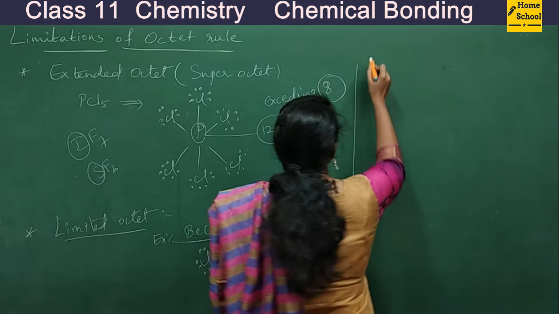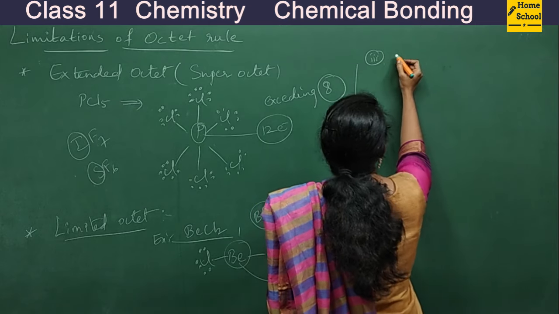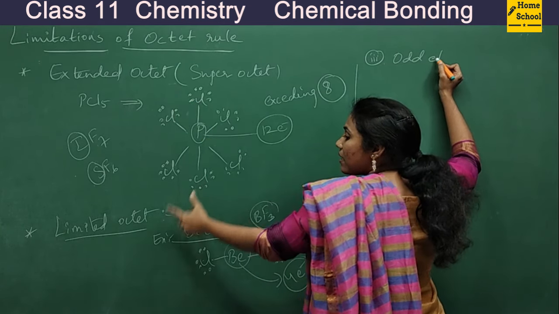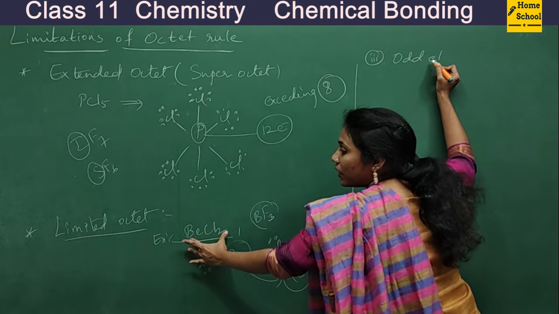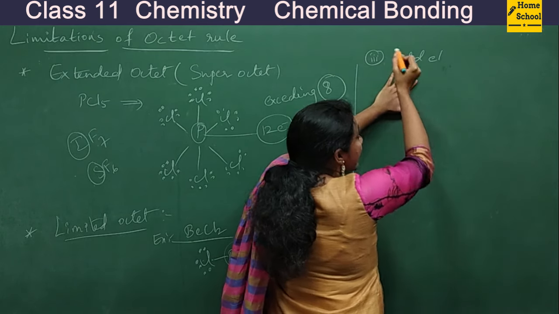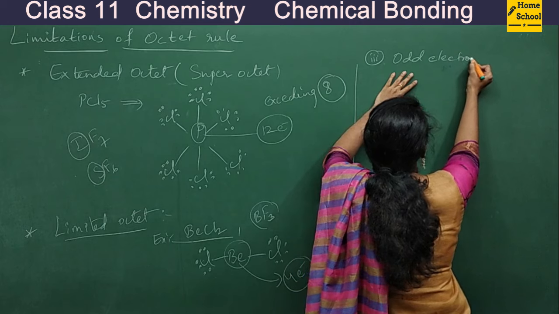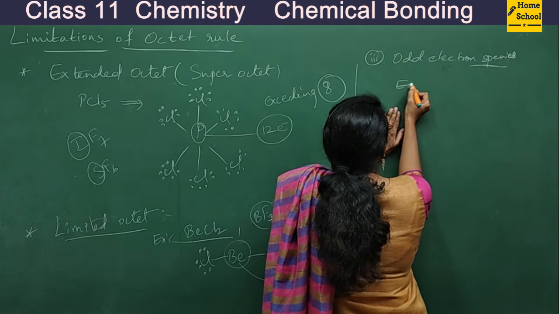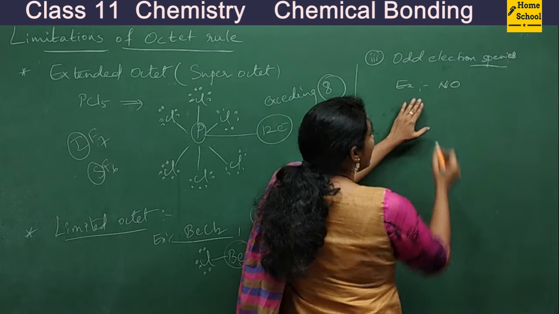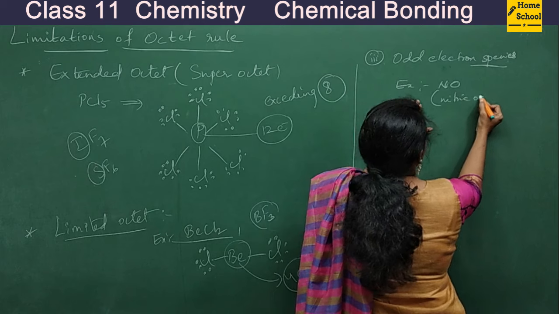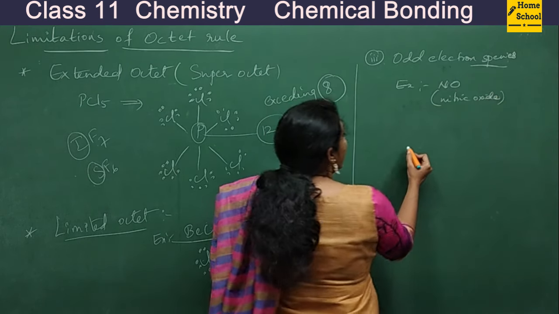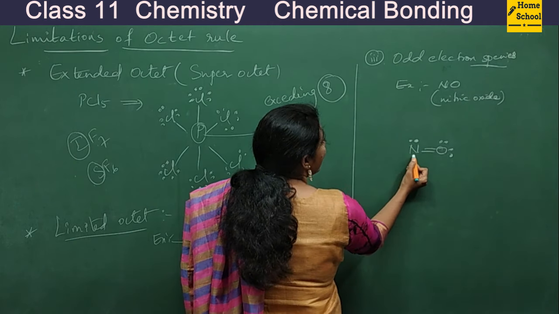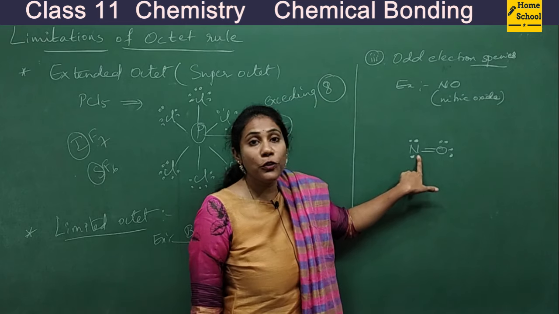And the third limitation is that the octet rule cannot be explained in odd electron species. Similarly, the octet rule cannot be explained for odd electron species. So what do you mean by odd electron species? Observe. When I try to write the dot structure for the NO molecule, this is called nitric oxide. Remember the name, NO molecule. I can write something like this: N double bond O, here 2 lone pairs, here 1 lone pair, but there is only one single electron. One more electron, you don't find it as a pair, right?